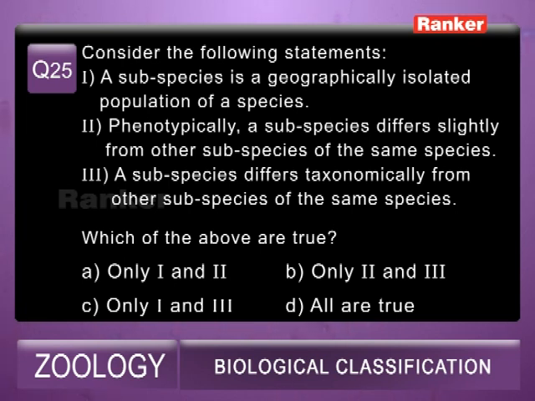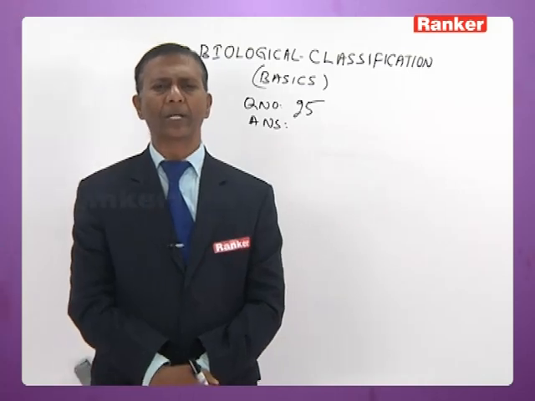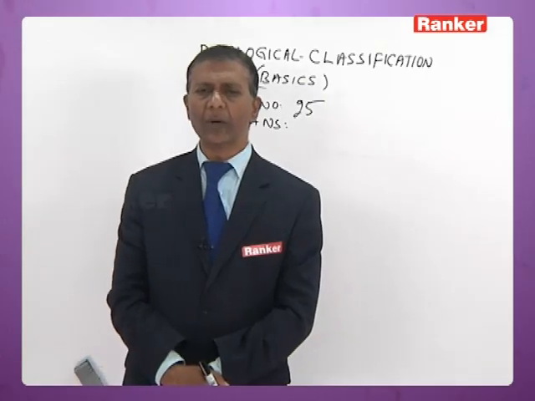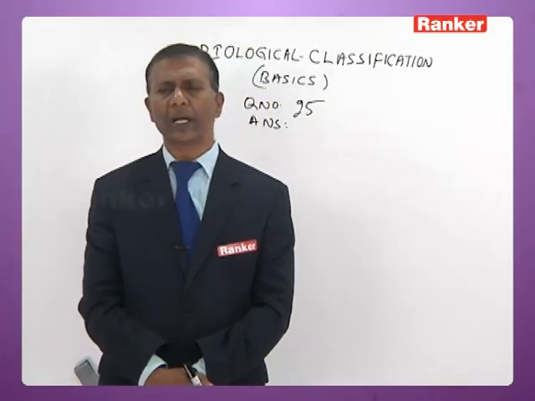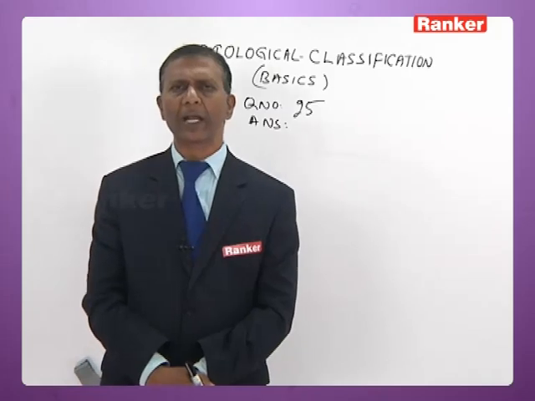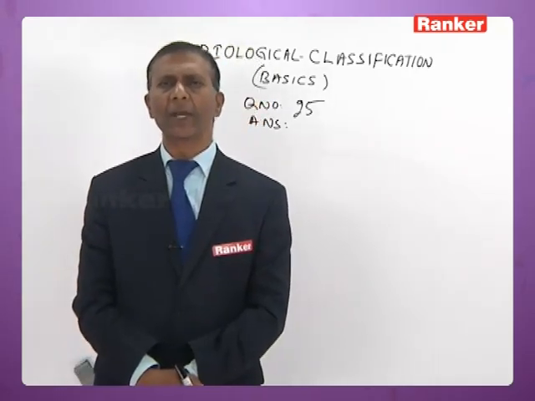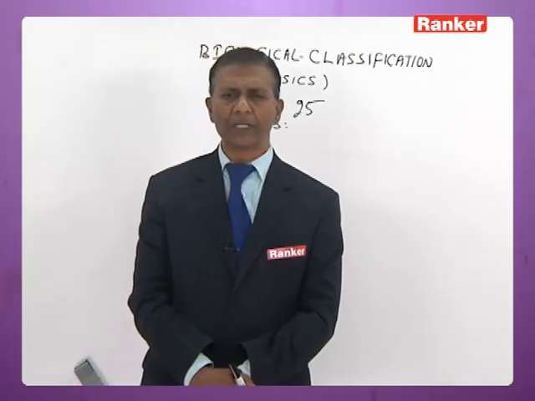A. Only 1 and 2 are true. B. Only 2 and 3 are true. C. Only 1 and 3 are true. D. All are true. Now let us analyze each option. First option, a subspecies is a geographically isolated population of a species, so it is correct. For instance, Corvus splendens, Corvus splendens insolens, Corvus splendens protegatus are geographically isolated from each other. So the first option is correct.